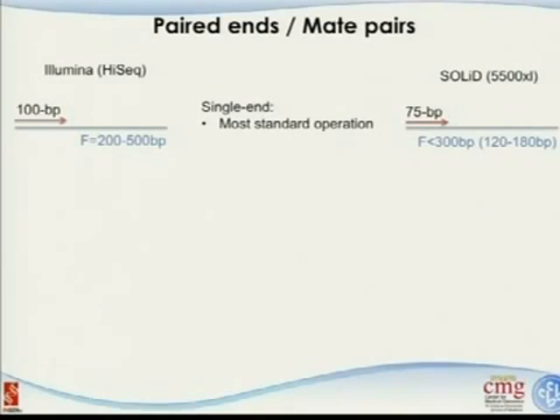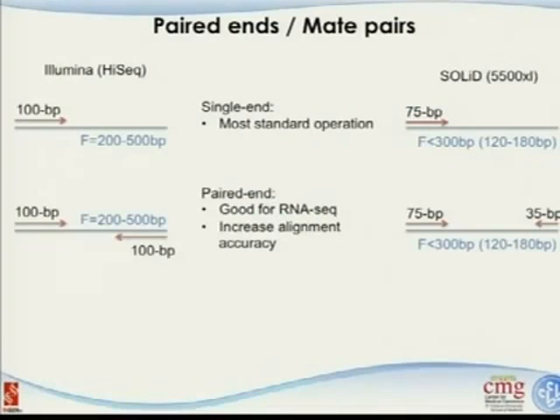And so for both of these two technologies, Illumina and SOLiD, there's single end, the most standard operation. Illumina can get to 100 bases and SOLiD 75 base pairs, and this is the fragment length, so you can see the subtle differences.